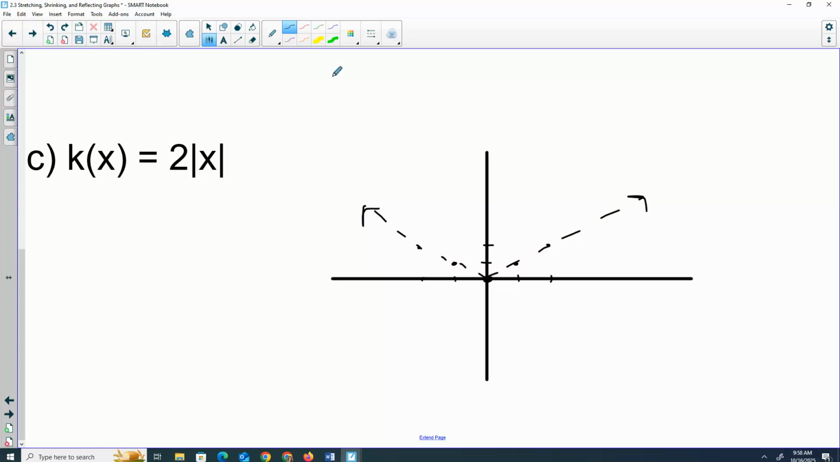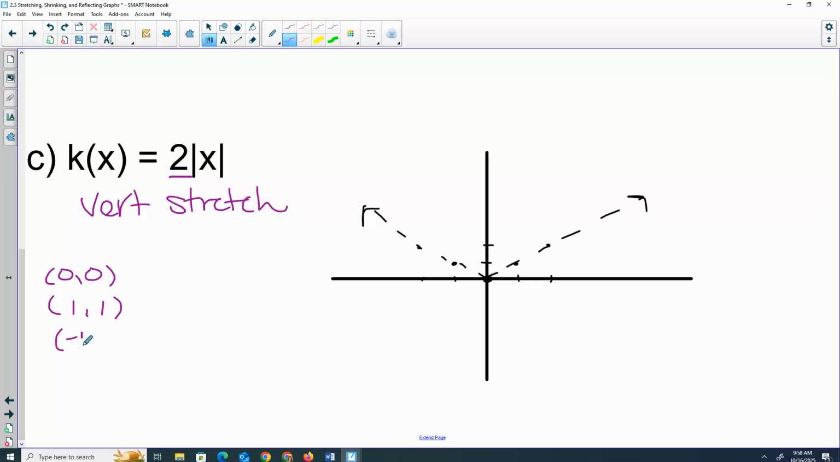Okay, 2 is on the outside. Outside changes y and it does what it says. So what's it going to be? Stretch, which kind? Vertical or horizontal? A vertical stretch.